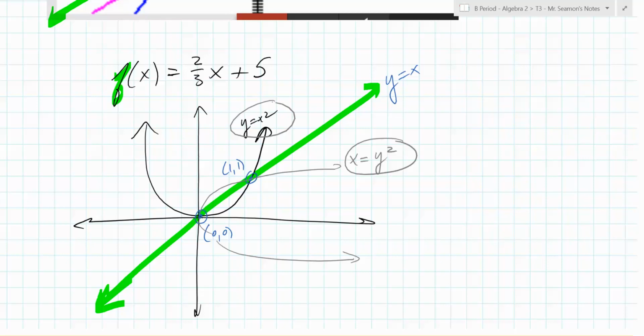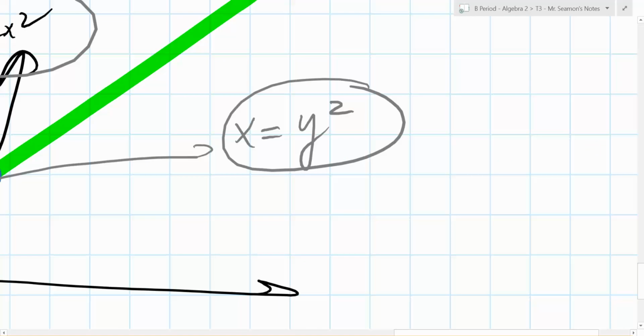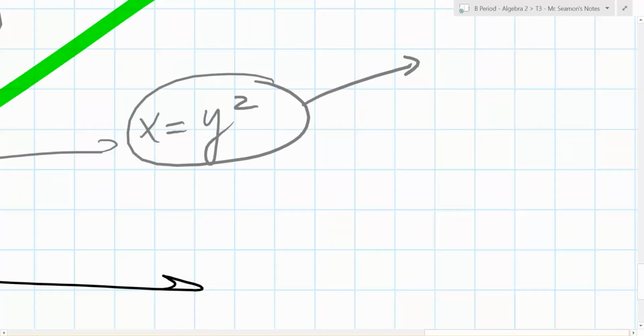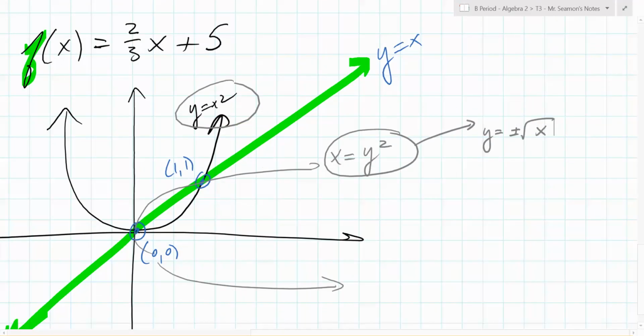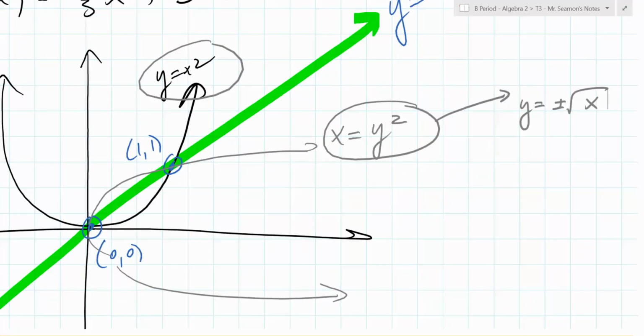Algebraically, you can figure this out too. This right here, do we like things in y equals or x equals? We like y equals. That's what we've been dealing with the entire year, right? So we need to isolate y. If I want to isolate y right there, what do I need to do to both sides? Okay, so it's going to be y equals what? When you add in a square root, what do you have to put in there? Positive and negative.